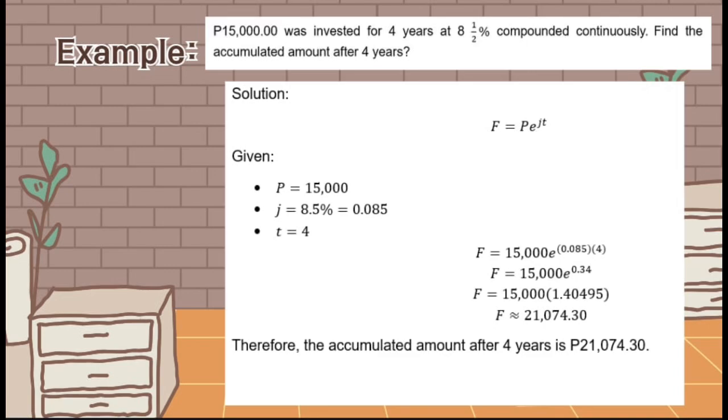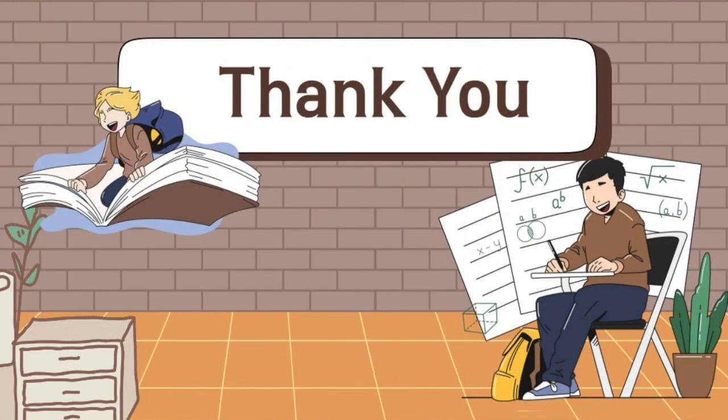So we have 1.40495. So 15,000 times 1.40495. We have the value of F, which is approximately 21,074 and 30 centavos. Therefore, the accumulated amount after 4 years is 21,074 pesos and 30 centavos. And that's all for the compound interest.